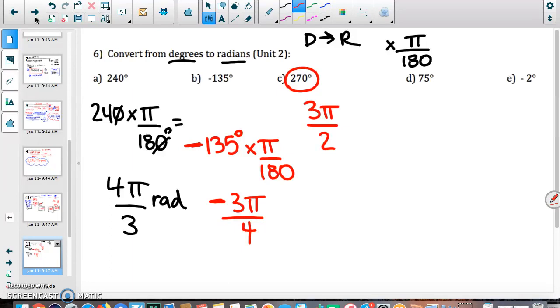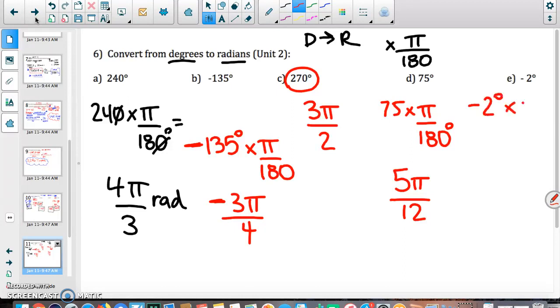For 75 degrees, again, just multiply it by pi over 180. And what you should get there is going to be 5 pi over 12. Simplifying that out, negative 2 degrees, little baby angle. And we would just get negative pi over 90, right? Simplifying that. Awesome. So those are my answers.